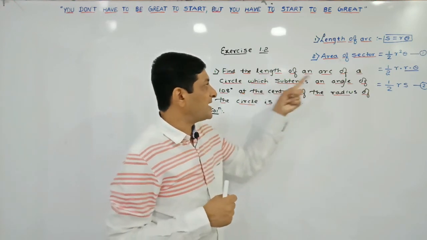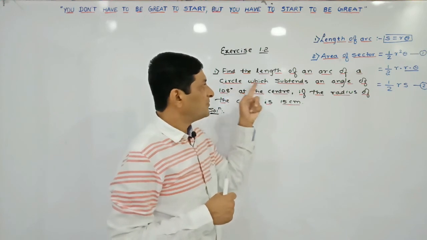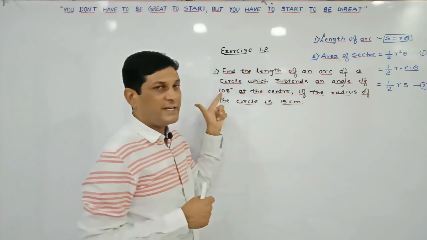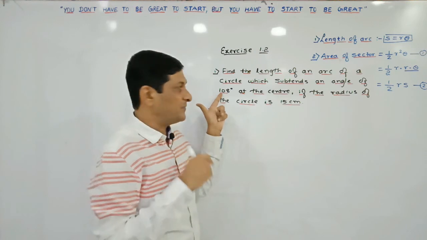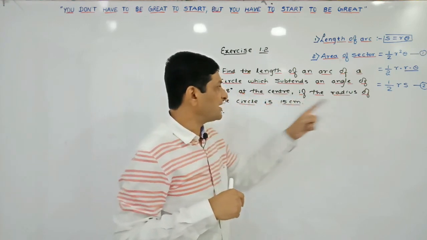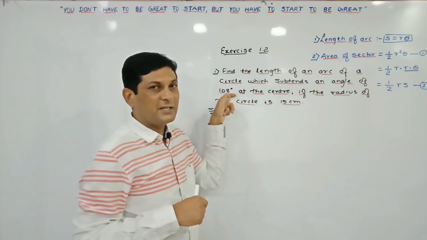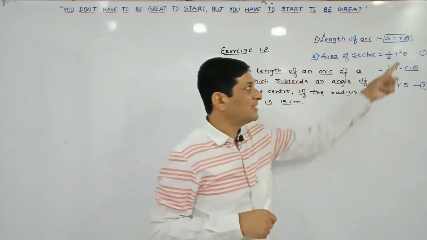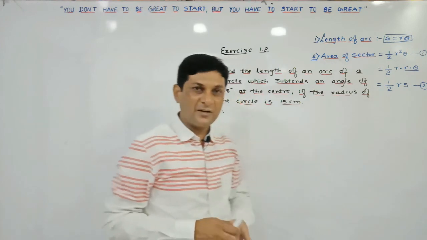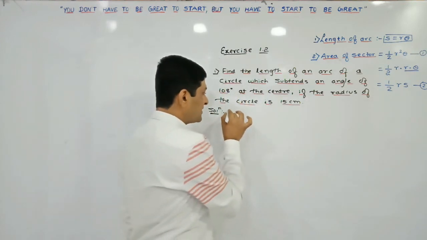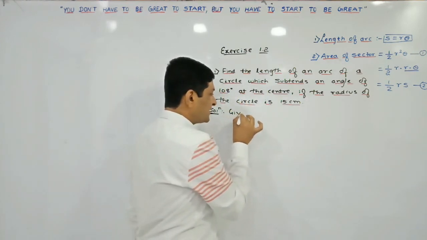So we have to find the length of arc of a circle which subtends an angle of 108 degrees, means the angle is given to us at the center, if the radius of the circle is 15 centimeter. Means radius is also given and theta is also given. If these two values are given, this formula is applicable to find the length of arc. So first write down here the given condition.